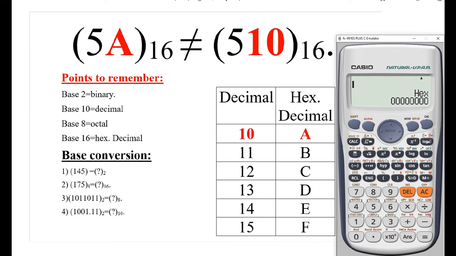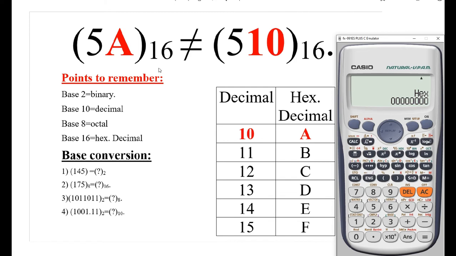Okay, and let's talk about the third agenda. Here these two expressions are not same. Let's talk about why these two are not same. Here the capital A in hexadecimal represents the number 10 in decimal, and first of all let me show you what will be the decimal result of this hexadecimal in this calculator.